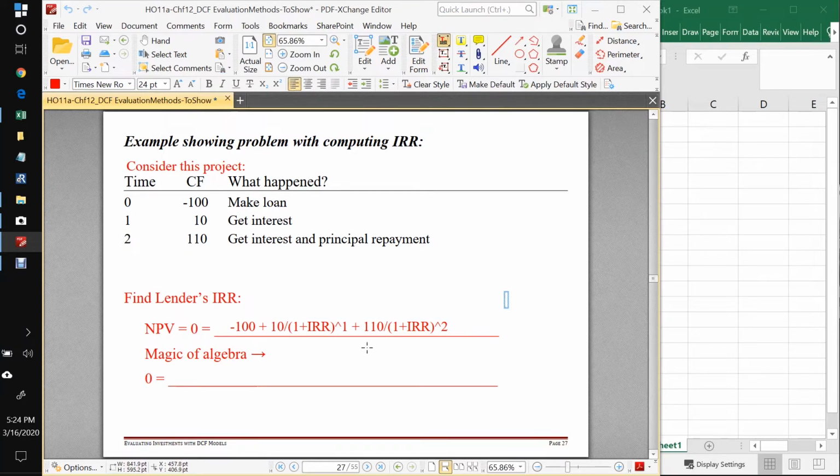That's fine. Now let's apply the magic of algebra. Let's multiply both sides by 1 plus IRR squared, and that's going to give us that 0 is equal to minus 100 times 1 plus IRR squared plus 10 times 1 plus IRR plus 110.